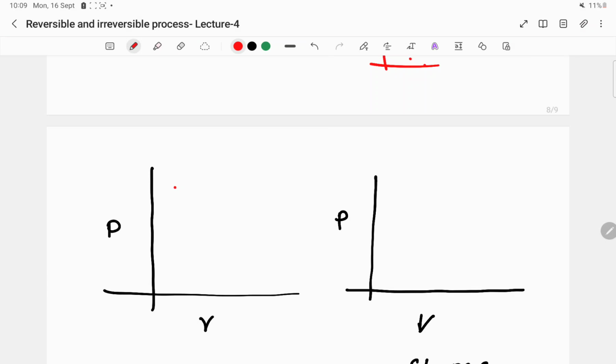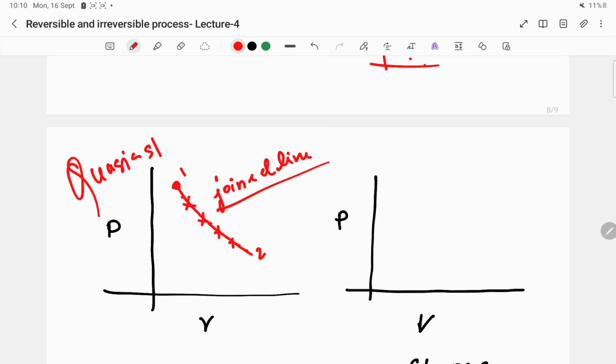Okay, so if it is a quasi-static process, let's say this is 1 and this is 2, we show it using a path. These are the in-between states. So we use this curve, or you can say joined line. It means we have joined all the dots representing all the states, and 1 and 2 represent the initial and the final state. So a joined line represents a quasi-static process, and obviously it's slow. All the states are changing in a slow manner.